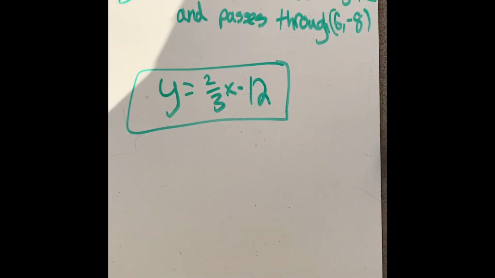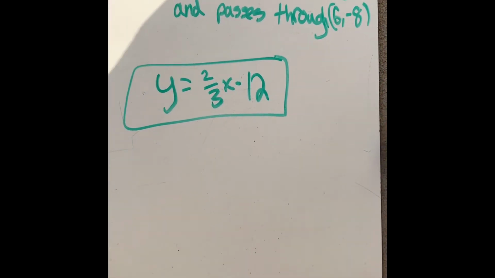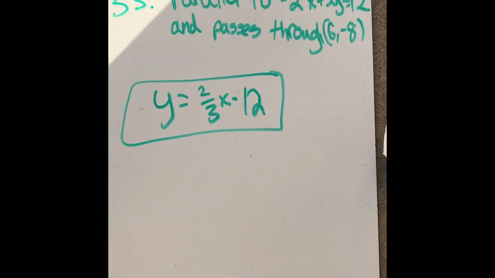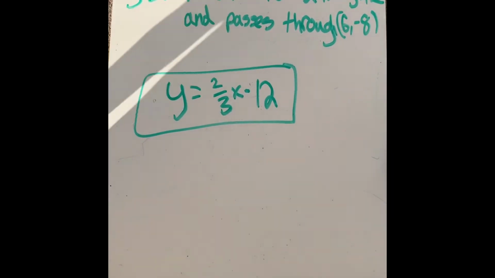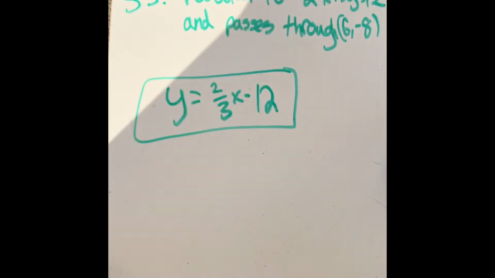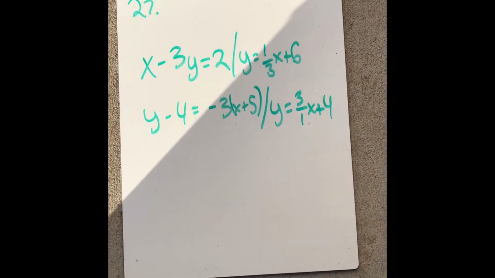So for number 33, we got y equals 2/3 x minus 12, and we got that because we solved this equation into y equals form, and we changed the y-intercept just a little bit so it would pass through (6, -8).